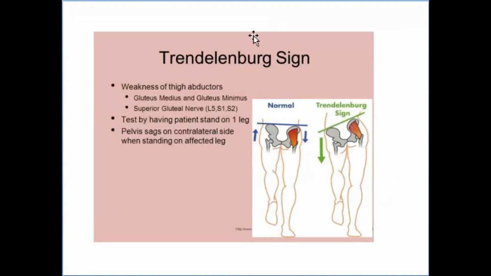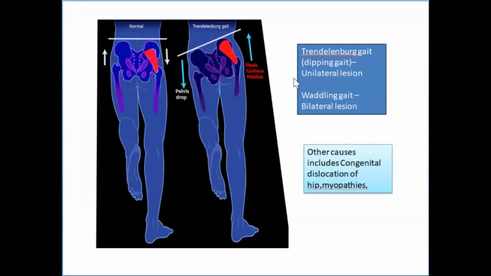And this sign, if you see from behind that the patient is walking and he has this problem, is called Trendelenburg sign, and this gait is called Trendelenburg gait. It will happen if the patient has only one-sided paralysis. If only the right side is paralyzed, you will find that the left-sided pelvis will be dipping down. This is called dipping gait or Trendelenburg gait.